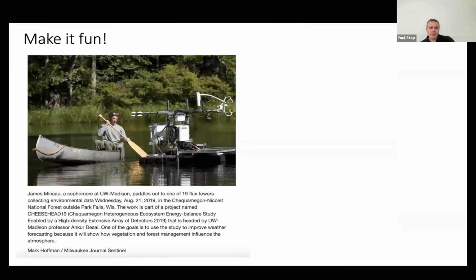And most importantly, there are all sorts of opportunities to do fun environmental science from this. This is a picture of an undergraduate researcher, James Minot, who's now a graduate student at Utah, on the front cover of the Milwaukee Journal Sentinel, I think the Sunday edition one time, going out and checking out one of our buoy systems. This one wasn't measuring methane, just water flux, carbon dioxide flux, and heat flux from a lake, on a gorgeous summer day in Wisconsin, and everything was perfect.